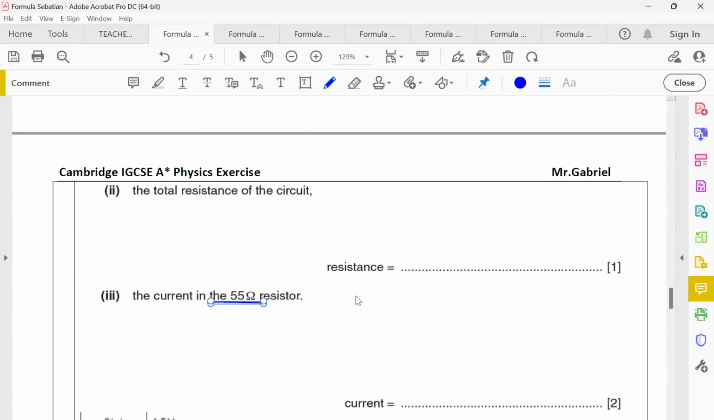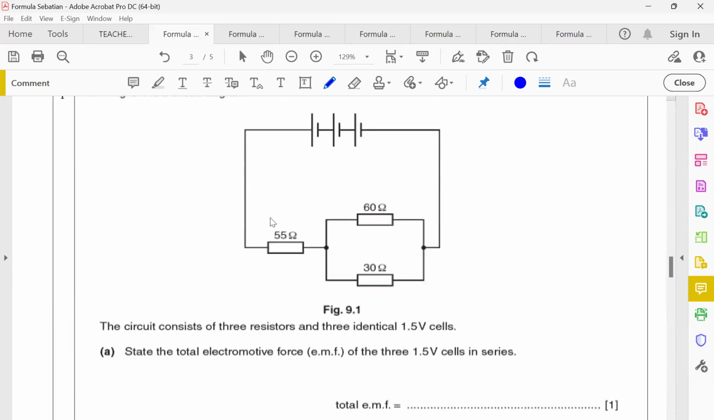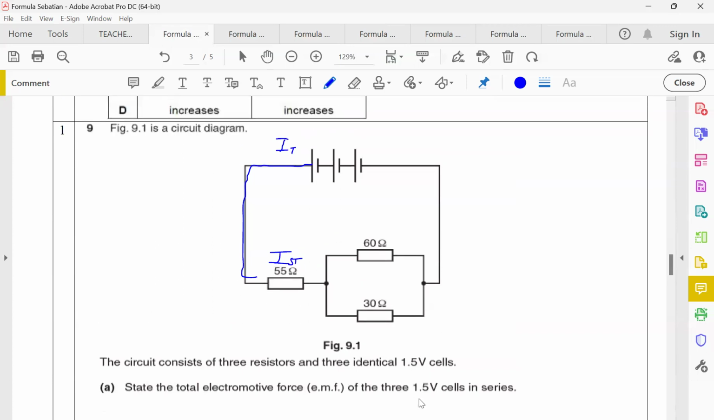Calculate the current in 55 ohm. So I want to find out how much current is here. Okay, guys, once again, because this is in series, however much current there is here will be however much current is in the 55 ohms. In this scenario, there's three cells, right? So here is 4.5 volts. Try to label your diagram because I find it much easier, and I need to find the total resistance here.